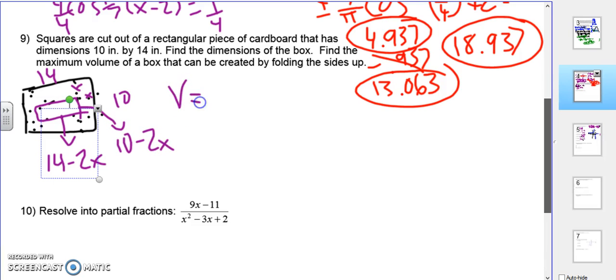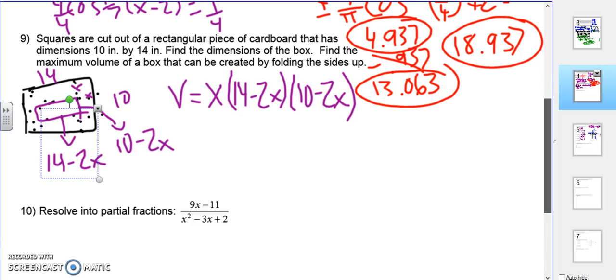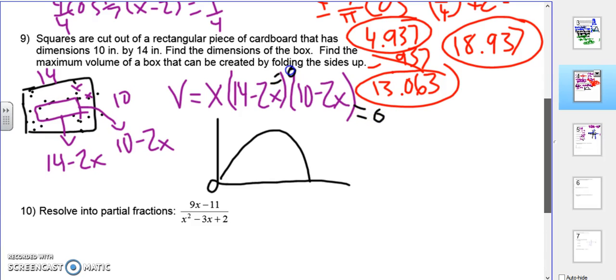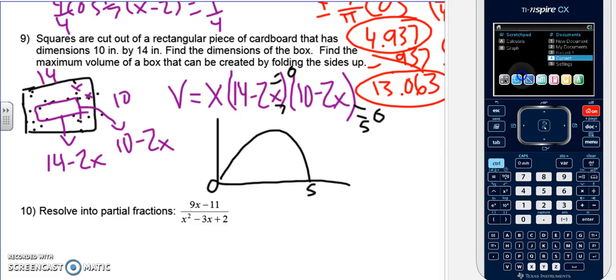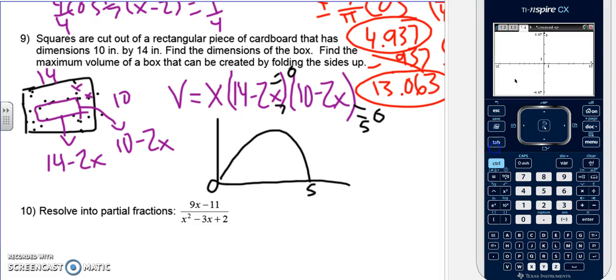So volume, length times width times height. X is my height, 14 minus 2x, and 10 minus 2x are my length and my width. All right, so we're going to do what we did with the other question with area. It's going to be a graph. It's going to be just the first 2 values where it would touch the x-axis. So the first one's 0. If I set this one equal to 0 and this one, I'm going to get 5 and 7. So we're going to go from 0 to 5 because you want to go with the first two numbers. So we're going to graph it.